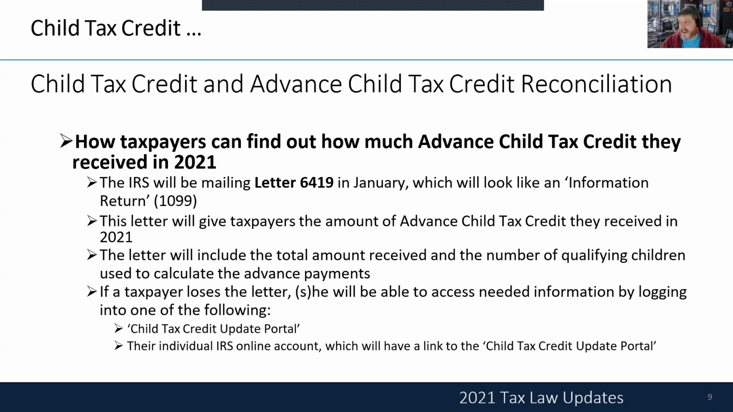That letter will give them the amount of the advanced child tax credit they received in 2021. It will include the number of qualifying children. Now, if they lose that letter, they can access the information needed by logging into either the Child Tax Credit Update portal, or their individual IRS online account. And again, we're going to talk about that ID.me process for those IRS online accounts in just a second.